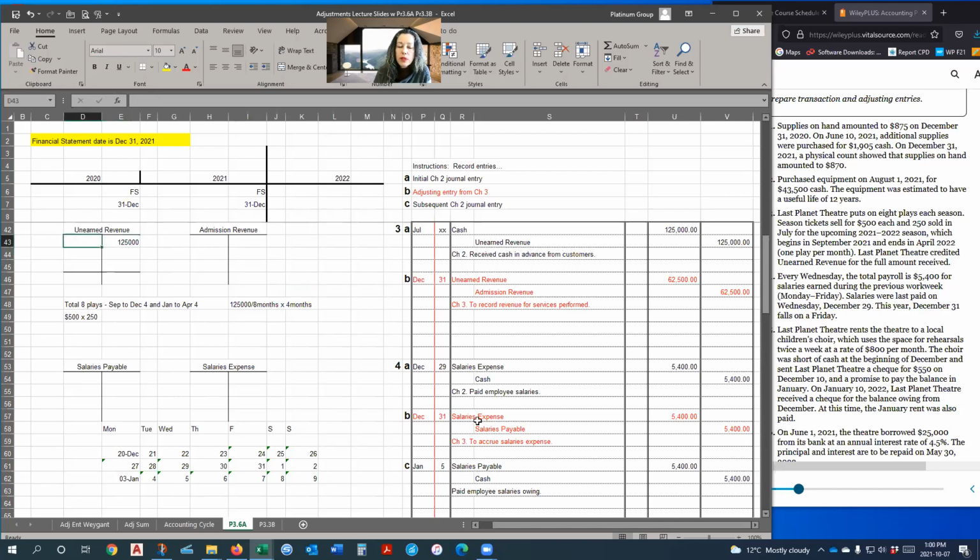So what we need to do is reduce this amount. How much do we owe? We owe half of this amount, $62,500. This being the total. So we have to debit unearned revenue so that our unearned revenue account is correct. And here we're debiting unearned revenue. What does that $62,500 represent? It represents the plays that we have already delivered, that we've earned. That represents the portion that we've earned. So our credit is going to go to our revenue account.